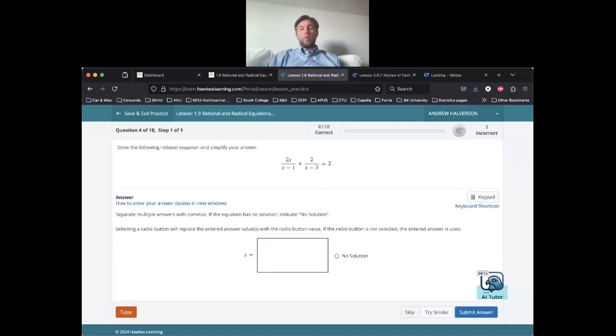Oh, and here's one. What's the giveaway, by the way? This lets you know you have to be on guard for it. It is possible that you get a value that is no solution. So in this one, by the way, what is the common denominator we're going to be using?